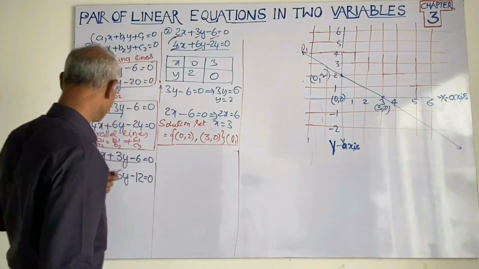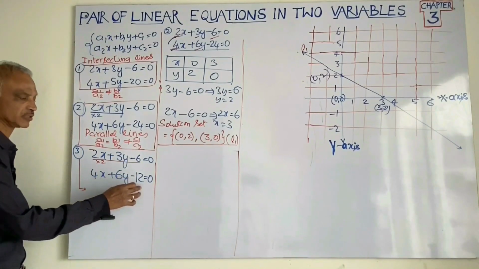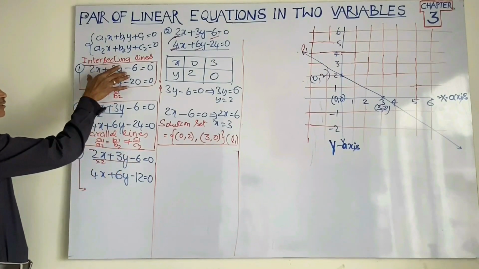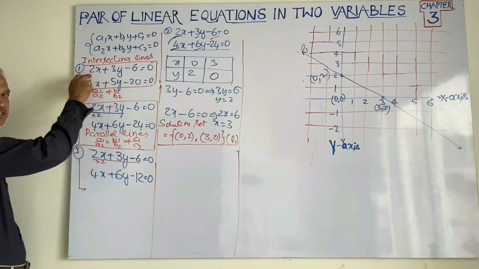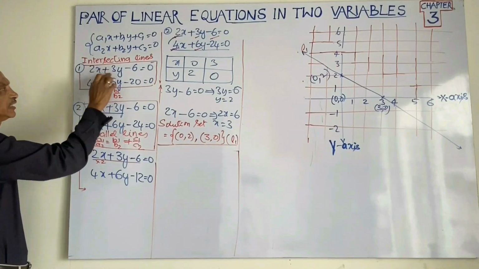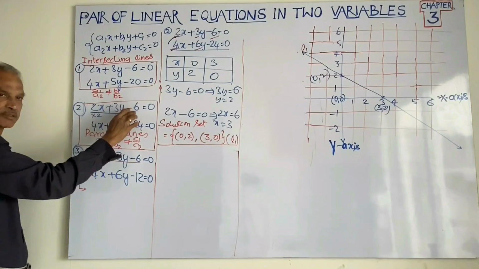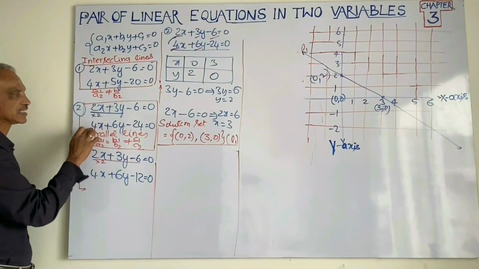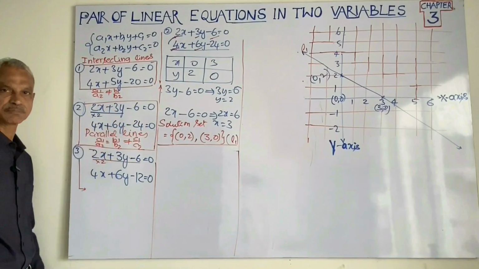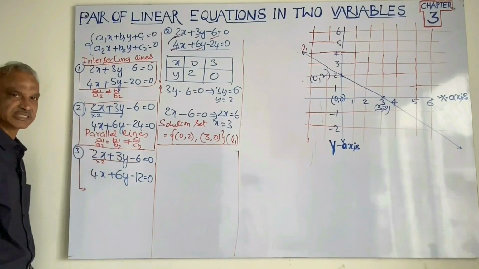Now I will take a third example. 2x plus 3y minus 6 is equal to 0 and 4x plus 6y minus 12 is equal to 0. See, I have taken different coefficients for these two equations. In this one I have multiplied by 2, and I did not disturb this 6. 2 twos are 4x plus 6y minus 24 is equal to 0. These two are parallels because the ratio of the coefficients a1 by a2 is equal to b1 by b2 and not equal to c1 by c2.